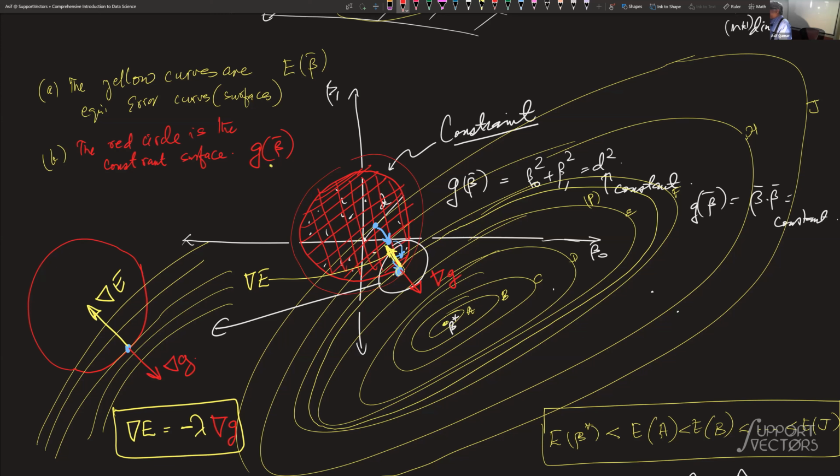What is the point? Why do we have a constraint surface? Just say that we don't want our betas, the parameters, to become big. So we say that we will stay tightly close to small values of beta. We're saying I have a budget: none of the betas can be more than some constant.